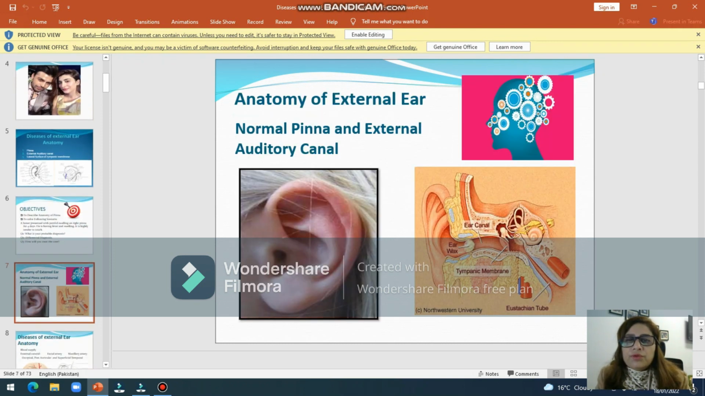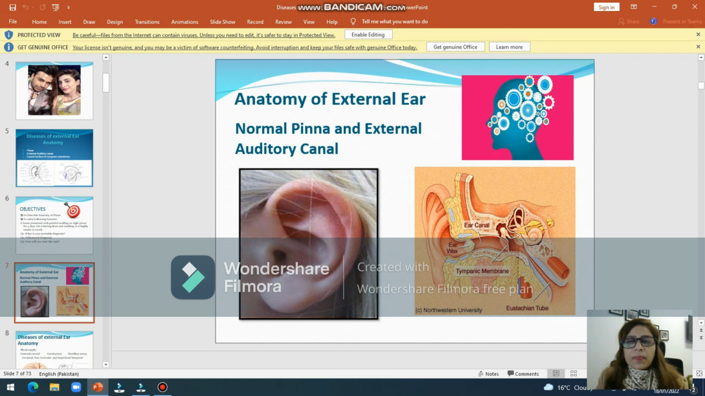In this picture you can see the pinna. The outer part of the pinna is the helix, and just anterior to the helix is the antihelix. This is the concha, this is the tragus, and opposite to the tragus is the antitragus. This is the external auditory meatus, the outer opening of the external auditory canal. This is the lobule, which is devoid of cartilage. And this is the concha, which is exactly opposite to the mastoid antrum.